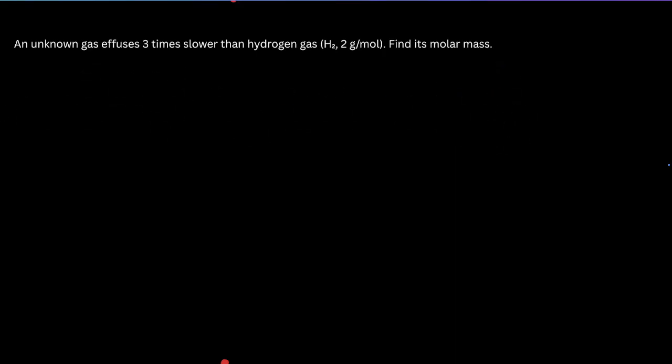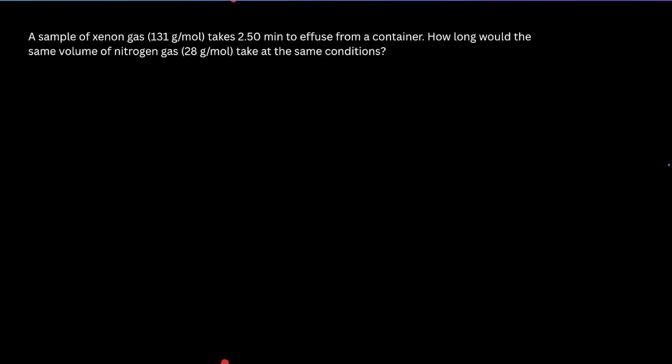All right, now let's look at the next problem. We see that a sample of xenon gas, and we're given the molar mass there, takes 2.5 minutes to diffuse from a container. How long would the same volume of nitrogen gas take at the same conditions? You can see in this problem we're dealing with something that we haven't exactly dealt with yet, which is time. So let's address that before we get right into the problem.